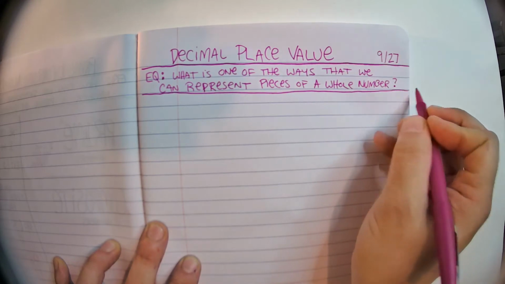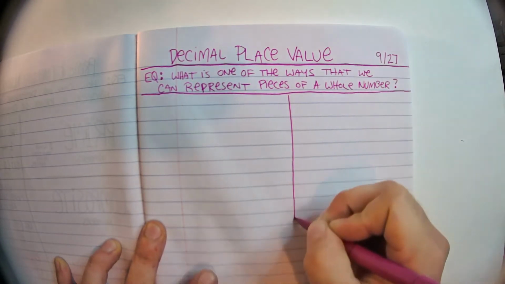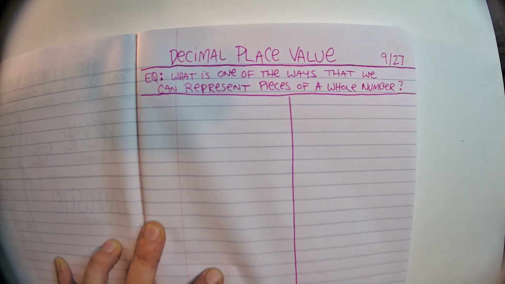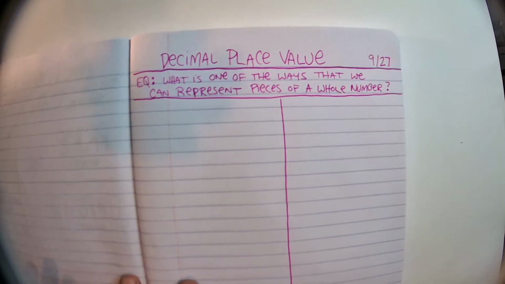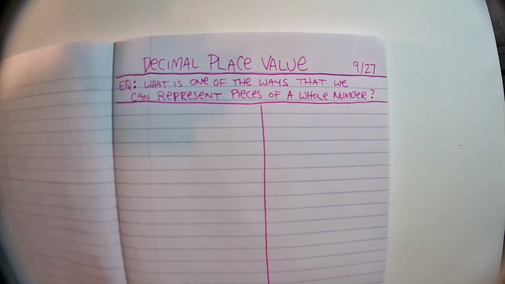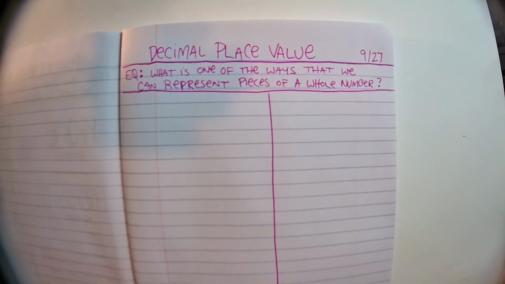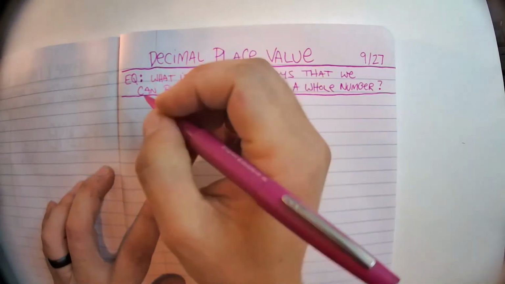So remember, so far this year, we've been talking about whole numbers. But now we're going to start talking about those pieces of whole numbers. So not the whole thing, but a part of it. All right? So right now, you should be looking at decimal place value. You've made an essential question, and then you've created a 2-column note so we can start looking at decimal place value. So the first thing that I want to cover is the decimal point.